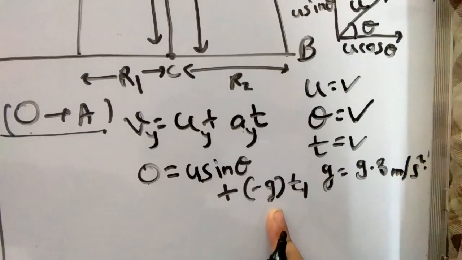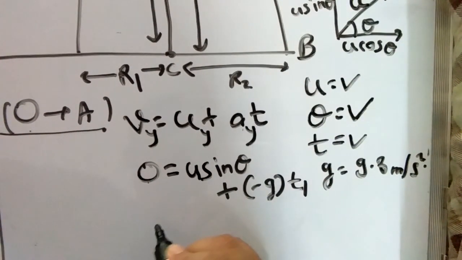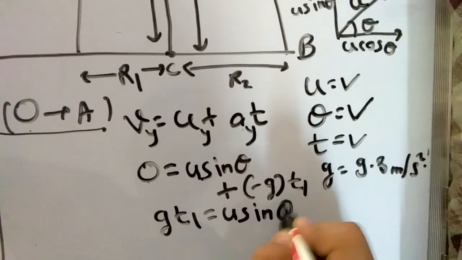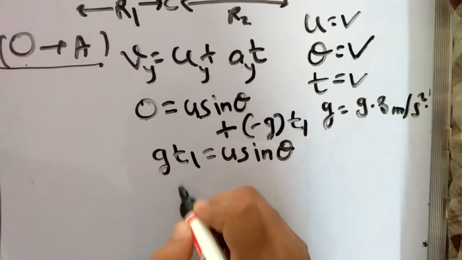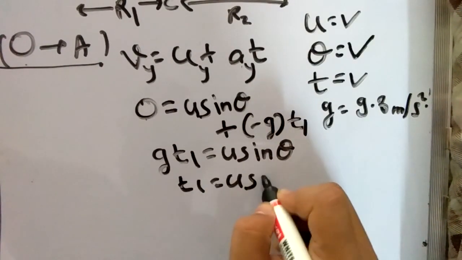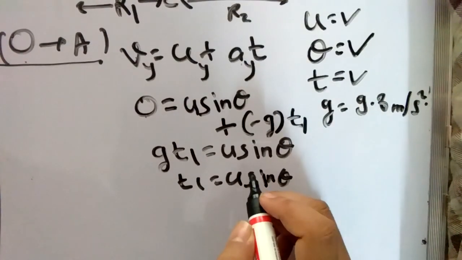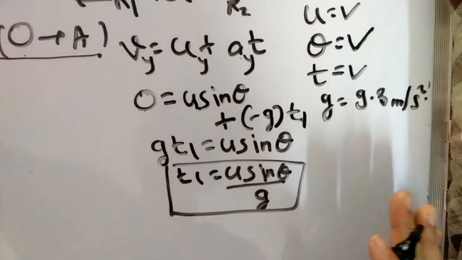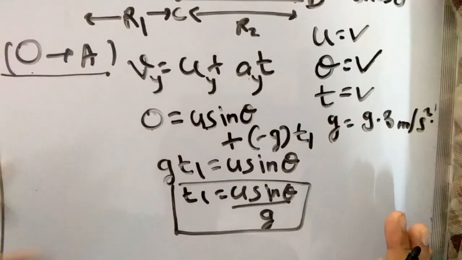So how to calculate this t1? We will shift this term here. We will get g t1 equal to u sin theta. So we will have t1 equal to u sin theta upon g. So this is the time from O to A.